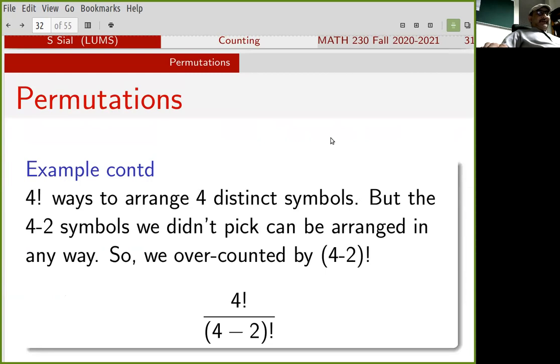Another way of looking at it is that there are 4 factorial ways to arrange 4 distinct symbols. But the symbols that we don't pick can be arranged in any way. How many symbols did we not pick? 4 minus 2. So if we say 4 factorial, then we've overcounted by 4 minus 2 factorial, so we should divide by that. So that's 4 factorial divided by (4 minus 2) factorial.